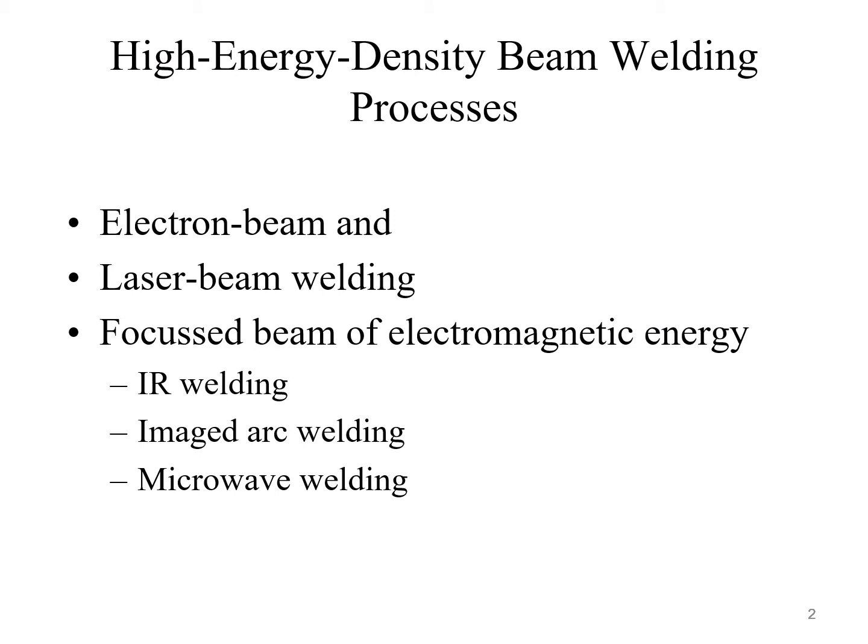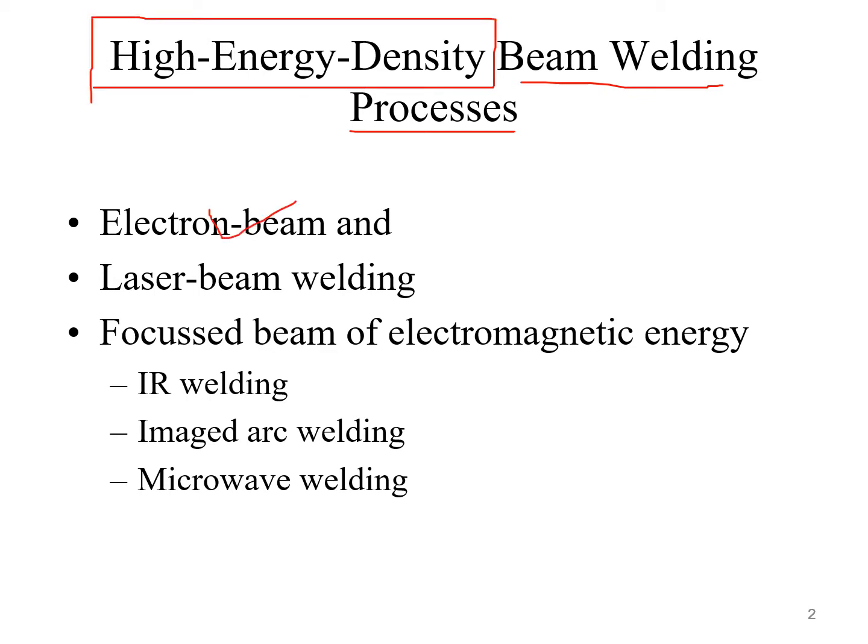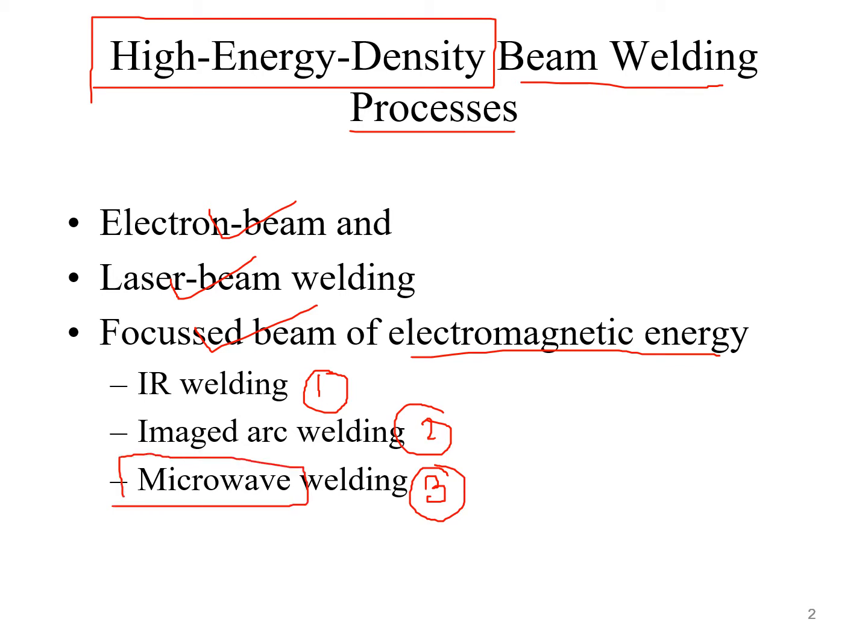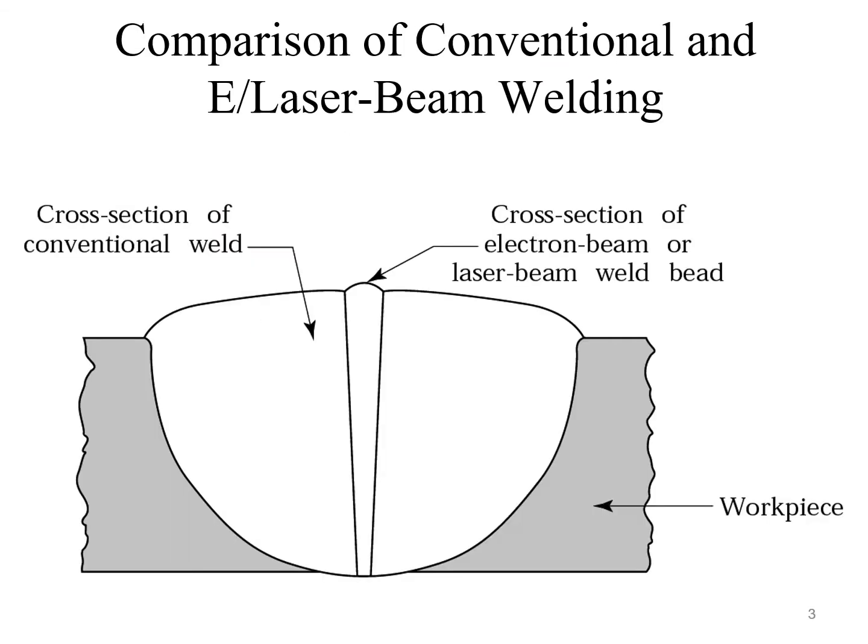High energy density beam welding processes. Whenever we mention high energy density, we mean electron beam or laser beam, even focused beams of electromagnetic energy as well, like infrared welding, IR welding, imaged arc welding, or microwave welding. These are all new upcoming techniques of welding processes.